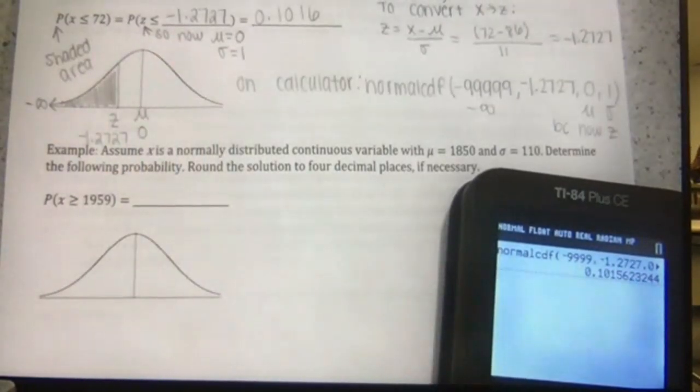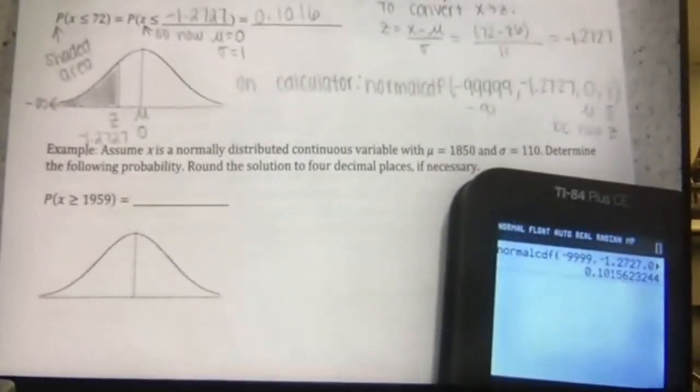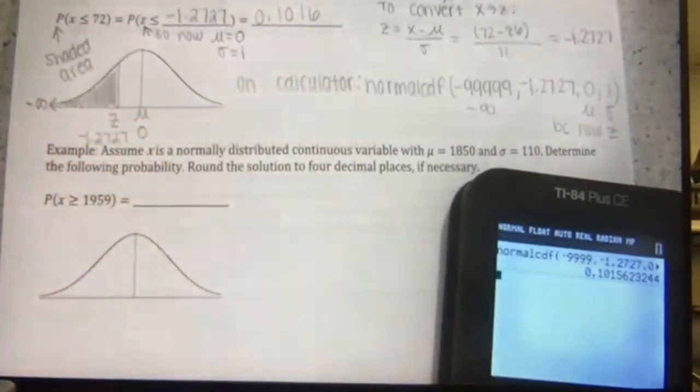Let me show you. So assume that x is a normally distributed continuous variable with a mean of 1850 and a standard deviation of 110. Determine the following probability, round to 4 decimal places as needed. So again, if we didn't have our calculators back in the day, we'd have to convert it to z, then look at our table, and then go 1 minus, because it's looking at the right-hand side. But now our calculator will do all of that for us in one shot.